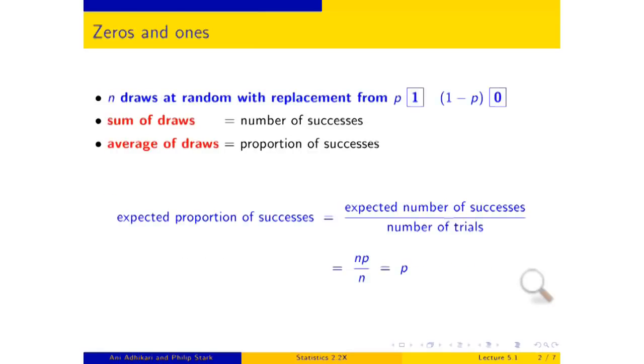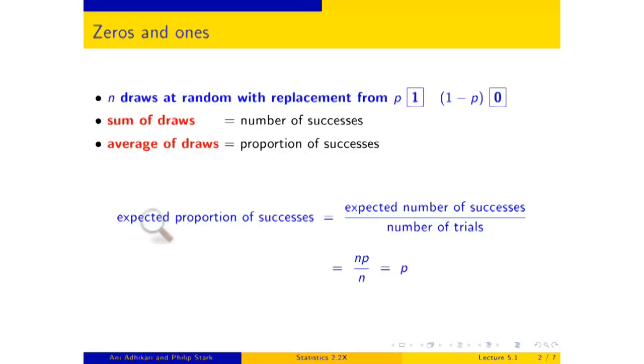And in the special case of zeros and ones, where your list of numbers in your box is a proportion p of ones and 1 minus p of zeros, the sum of the numbers that you draw is the sum of zeros and ones, and so it is the number of successes that you are drawing. And therefore the average of the numbers that you draw is the sum, that is the number of successes that you've got, divided by the number of draws. And so it's the proportion of successes. And that is a crucial observation. It's been made before, and I'm making it again. The average of a list of zeros and ones is the proportion of ones in it.